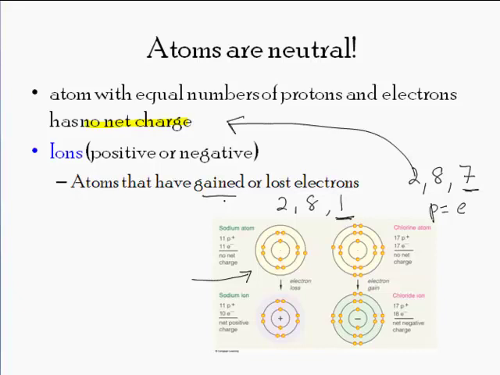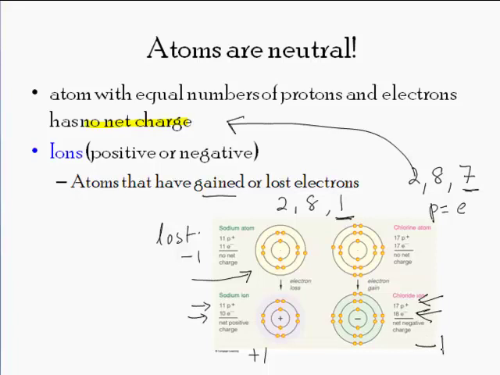However, chlorine, because it has a space of one more electron, it can gain that one electron, and the net charge difference would be 17 protons and 18 electrons, a charge difference of negative 1. Now, these charged particles that are just formed are called ions. So ions are charged particles, and they will be formed after the atom has gained or lost electrons.